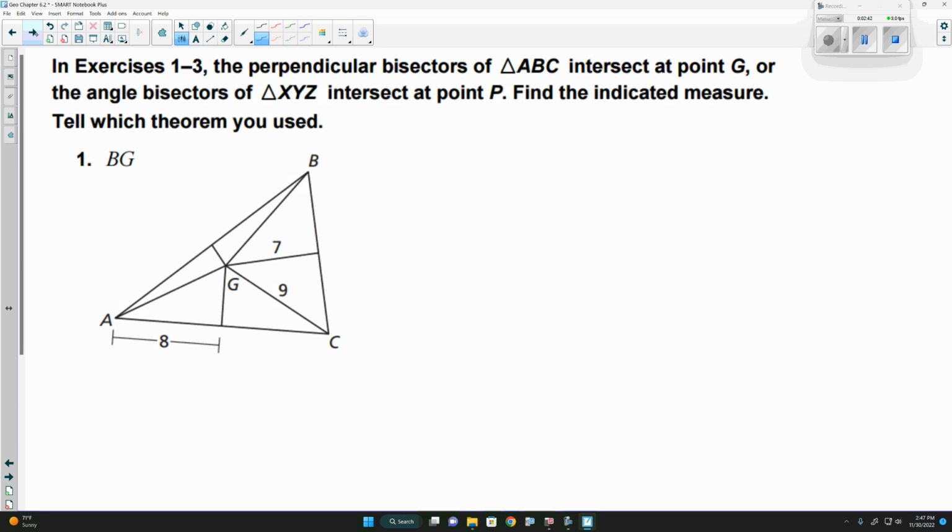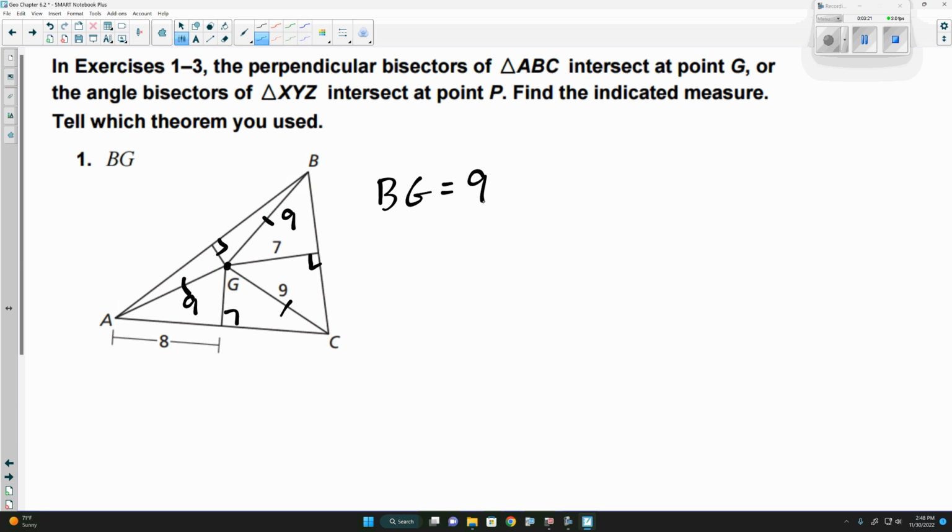So here we have the perpendicular bisectors. Find the indicated measure and tell which theorem you use. So we're looking for the length of B to G. So A, B, C, these are perpendicular bisectors at the intersection. So these here do form right angles. So we have a circumcenter, which means the length from that point to the angles are going to be the same. So that means these three are all the same, which means AG is 9 and BG is 9.